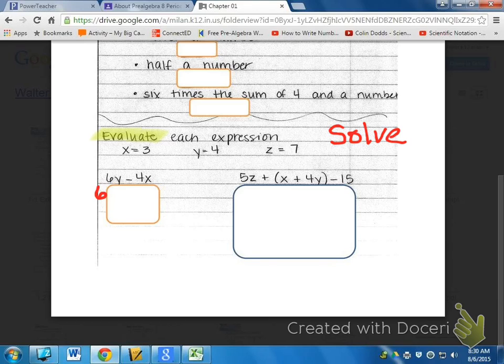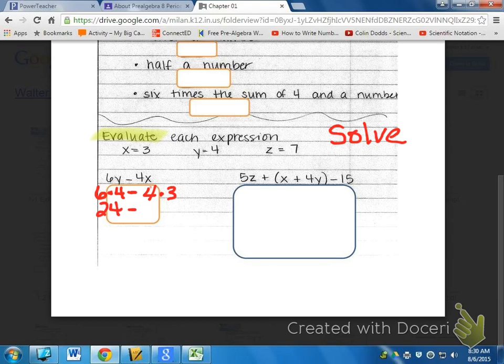Now, 6y means 6 times y, so we're going to say 6 times 4 minus, and then Layla, what am I going to put in for x? 3, so 4 times 3. Okay. Now, Layla, by order of operations, what has to happen first? Have to take 6 times 4, which is 24. Yes.